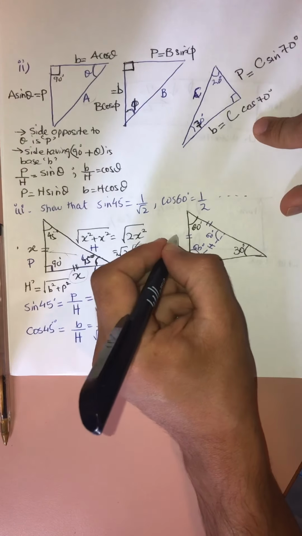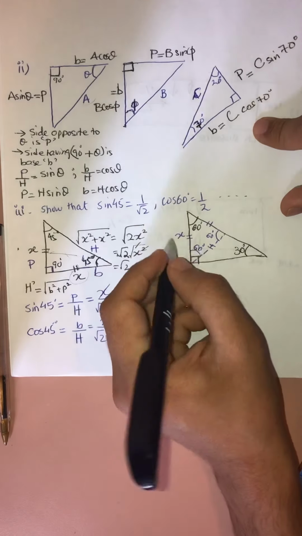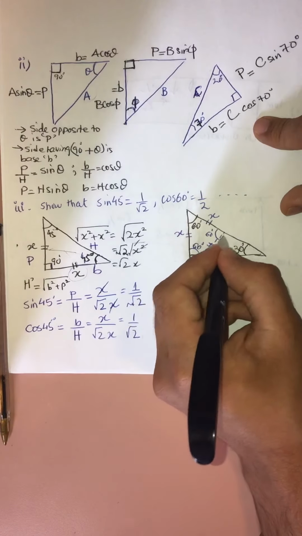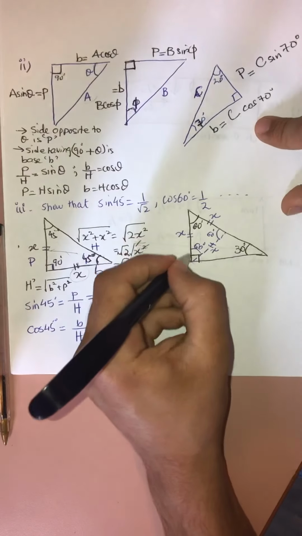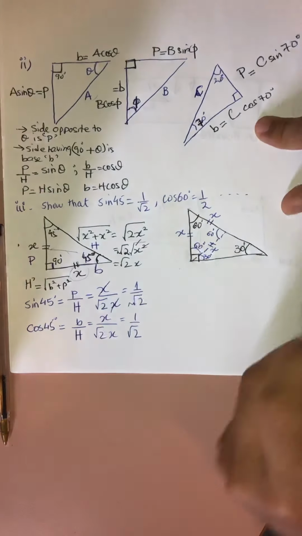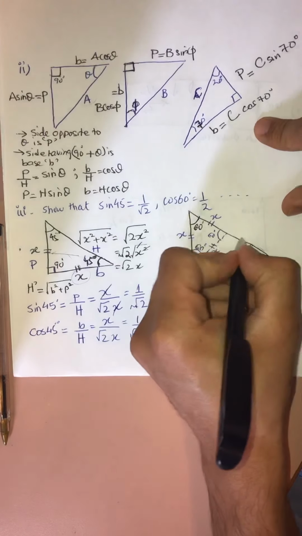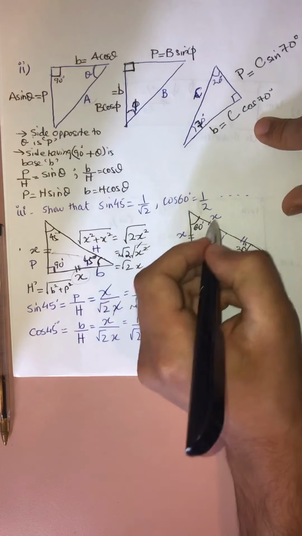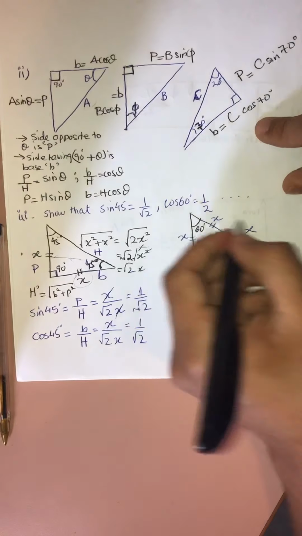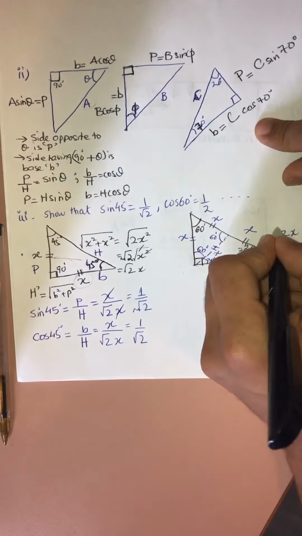Let's suppose this side is x, then this is also x, and this is also x. And because this is 90, if this is 60, then this is also 30. This is 30, this is 30, that means this side is also equal to this side. So this is x, and this is also x. That means this is 2x, because x plus x is 2x.